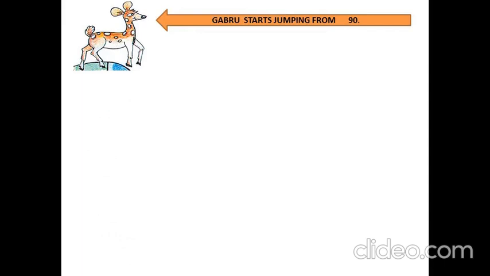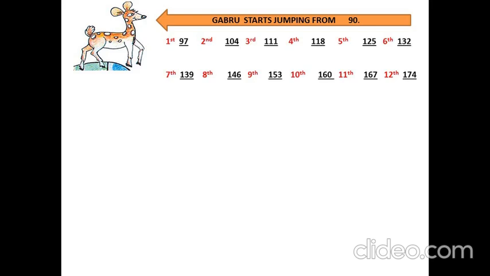Gabru starts from 90 and it jumps on every 7th box. So its first jump will be on 97. In its second jump it will reach 104. In its third jump it will reach 111, and so on. Every time it jumps, 7 will be added to the number.